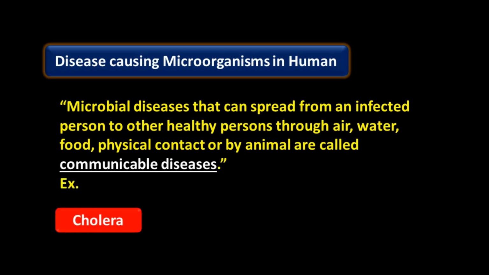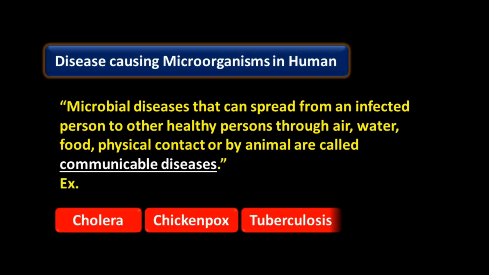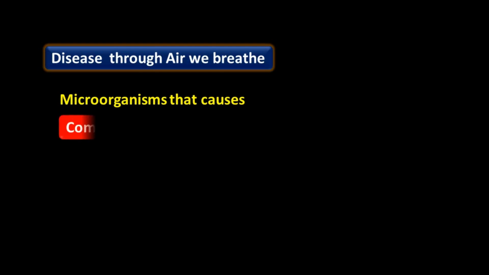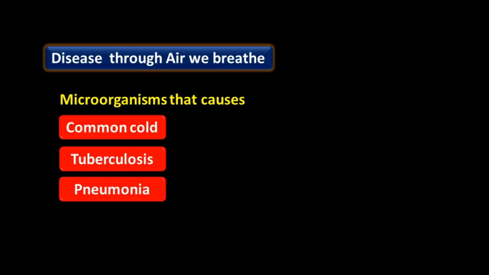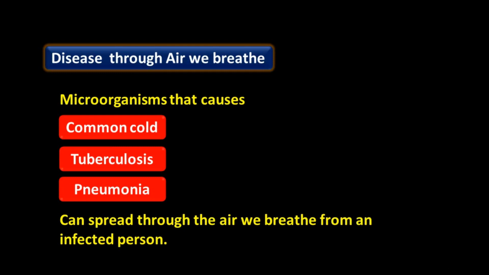Examples are cholera, chickenpox, tuberculosis, corona. These are communicable diseases because they transfer from an infected person to a healthy person through air, water, food, physical contact, or by some animals. Diseases through the air we breathe. Microorganisms that cause the common cold, tuberculosis, and pneumonia can spread through air. So these diseases are known as airborne diseases. They spread through air.